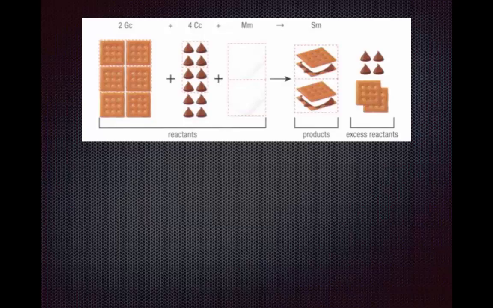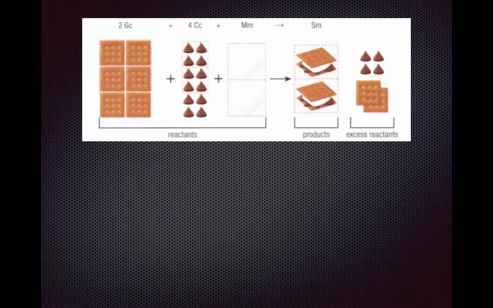The next concept that I'm going to talk about is limiting reactants. Now, before I actually explain limiting reactants in the context of chemistry, I like to use a real-world example. So, if I am going to be making s'mores, and if you look at my reactants, I have 6 pieces of graham cracker. I have a total of 12 chocolate chips, and I have 2 marshmallows.